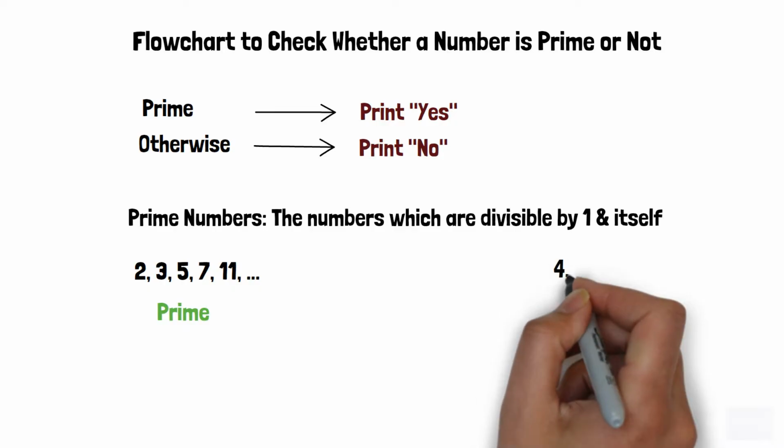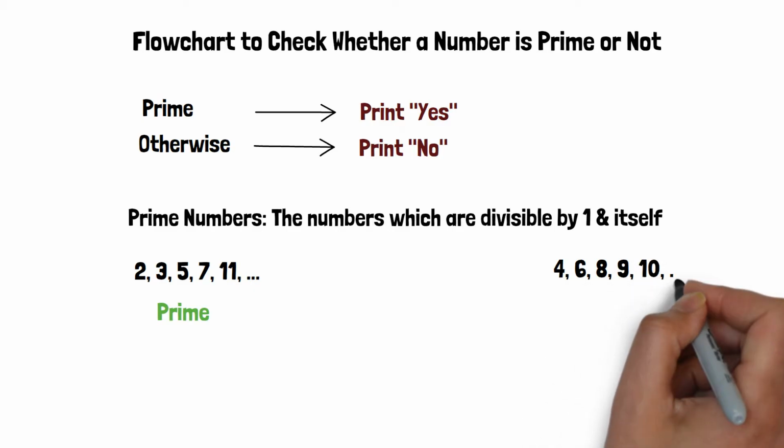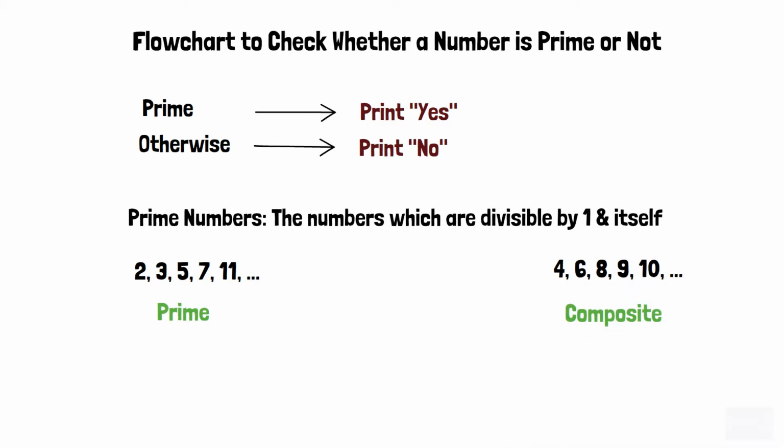Additionally, 4, 6, 8, 9, 10, etc. are composite. In remark, also note that 1 is neither prime nor composite.